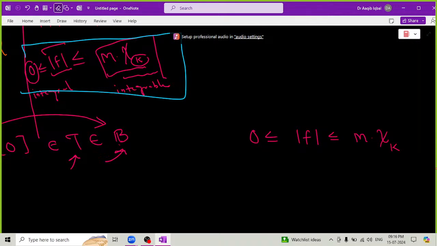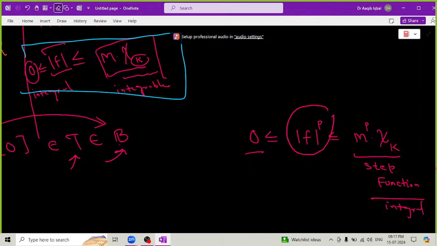If this be the case, then mod f raised p will be less than or equal. Basically, if you raise p throughout, यहाँ 0 है तो it will be 0 raised p which is 0, but यहाँ क्या होगा, it will be m raised p. Now what is m raised p times chi sub k? It's again a step function. Again a step function means an integrable function. 0 is an integrable step function. So again we have a scenario where this measurable function is squeezed between two integrable functions. So that means it must be integrable. So mod f raised p is integrable.